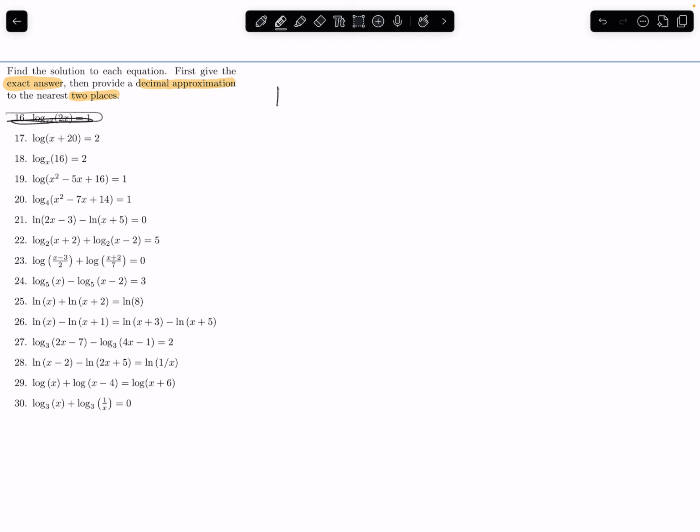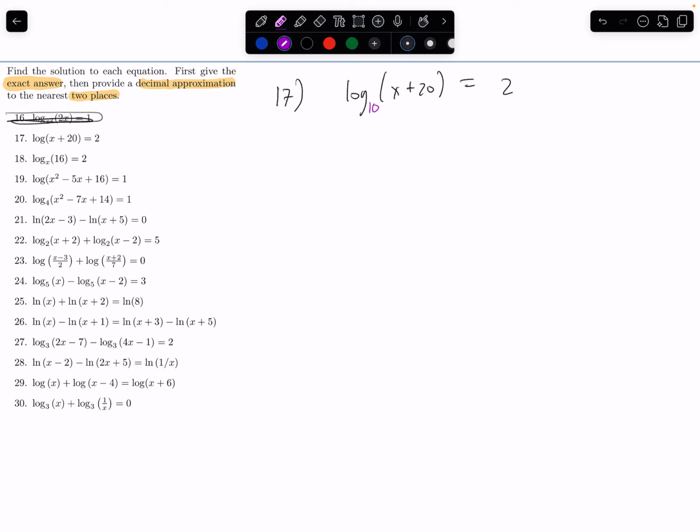Okay, here we go. 17. Log of x plus 20 equals 2. Okay, what do we do with this thing? Well, log, remember, is a common log. If it's not explicitly written, we understand that's log base 10. So I'm going to hit it with the exponential: 10 to that thing and 10 to that thing. The 10 to log base 10 undoes each other since it's inverse, giving me x plus 20 on the left. The right, 10 squared is 100.